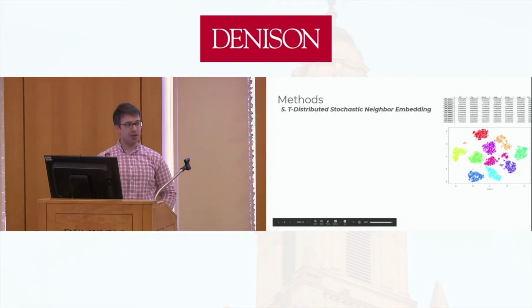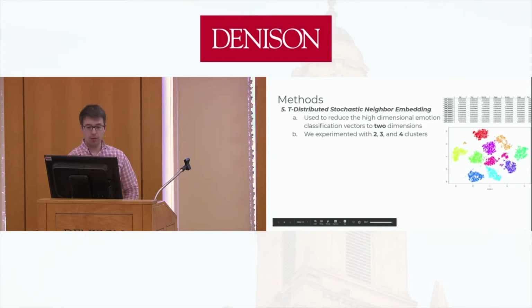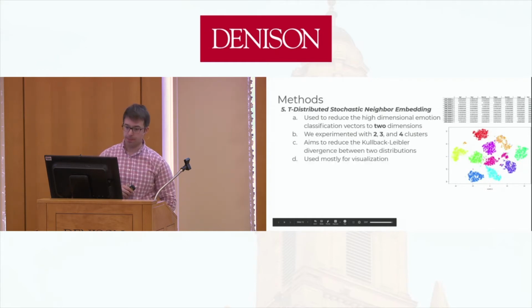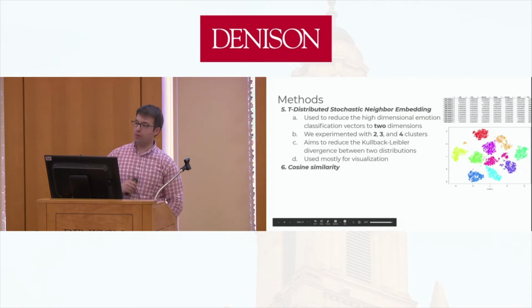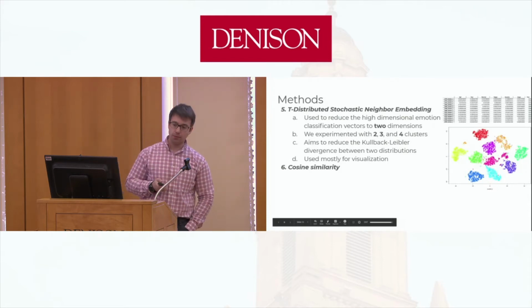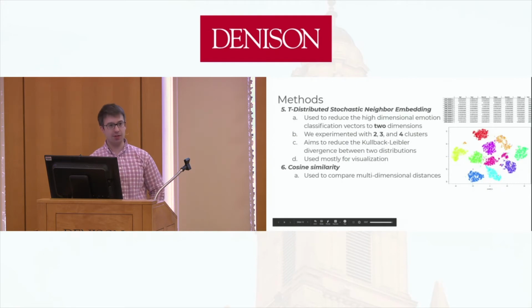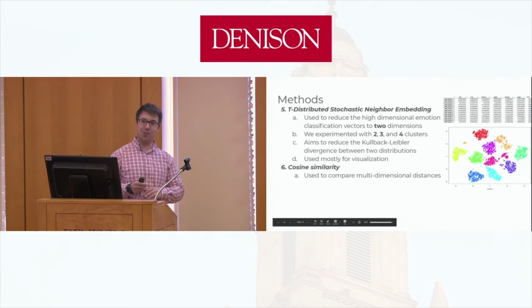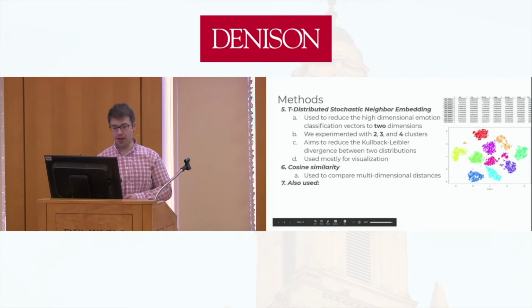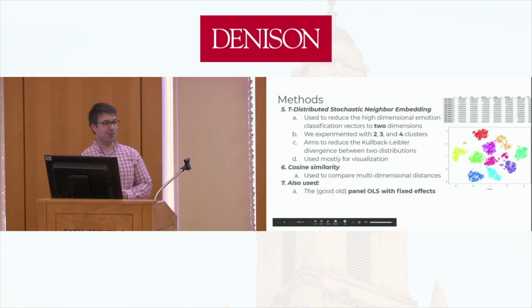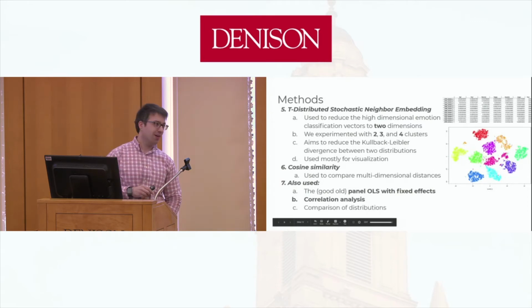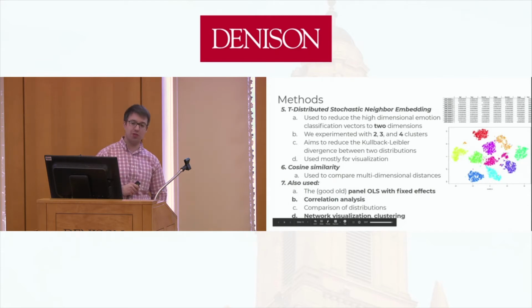To be able to visualize it, I used a dimension reduction algorithm called t-SNE, t-distributed stochastic neighbor embedding, to reduce the dimensions to 2. Then I did some clustering with the reduced dimensions. I used cosine similarity to find which debates are similar to each other in terms of their emotional content, looking at the distances between debates. Distance is the inverse of similarity, so if you measure cosine distance, you automatically measure cosine similarity as well, which I did. I have the results in the coming slides. I also used some good old regression techniques like panel OLS, which didn't seem to be quite fruitful, at least at the moment. I did some correlation analysis, compared distributions, did some network visualization, and some clustering.